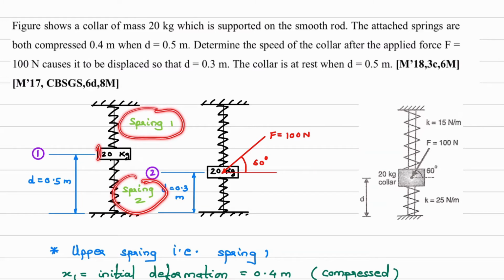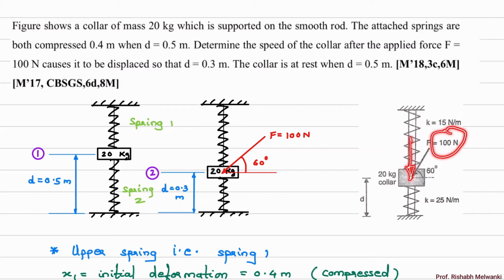Then the block travels from position 1 to position 2, so there will be some potential energy change because of the weight. The work done because of weight, that part we have to consider. And here we have an external force also. Its Y component is in the direction of displacement. So it will be plus 100 sine 60 into the displacement, 0.2 meter. So we have to consider all these forces on the left hand side.